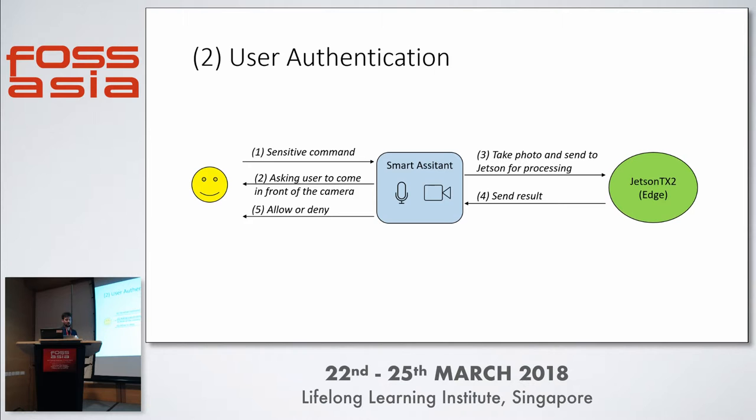Another use case is, maybe there are some sensitive commands, so you need to be authenticated. What we have seen with Google Home Mini and Amazon Echo Dot is that it can take commands from different users, and it doesn't really know from whom it took the command. Actually, I think that lately they have implemented some kind of parts where they can distinguish the voice. But in my case, I was thinking, what if I can do it with a camera? So the smart assistant has the camera, takes your photo, recognizes your face, and then it can allow or deny your command.